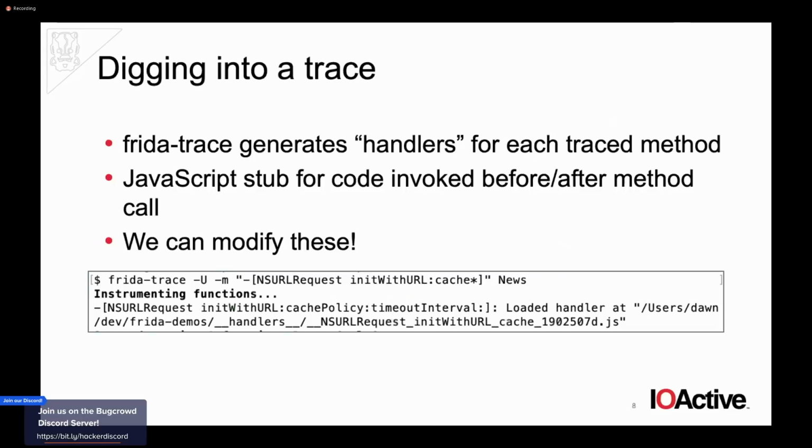So Frida Trace generates what it calls handlers for each method that it finds. And these are just auto-generated JavaScript stubs for code that's invoked both before and after each method call that you're tracing. And we can modify these. Frida will actually tell us exactly where these handlers are located. You can see in the snippet that I've excerpted from the trace at the bottom here, it gives the exact directory and file name to the trace that it's generated for this particular method. So we can go into that handler and we can actually modify it to make the trace appear differently or get different information out of it.